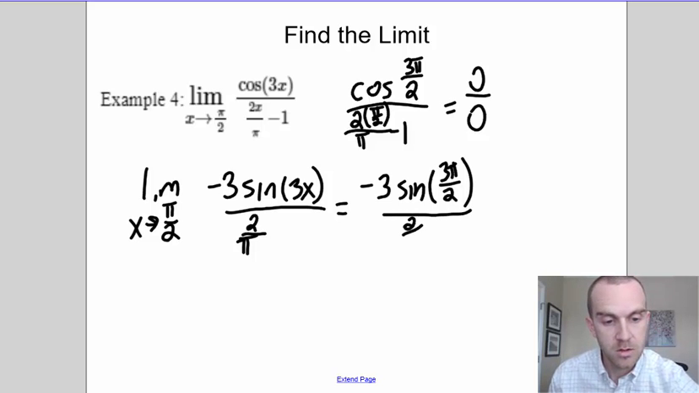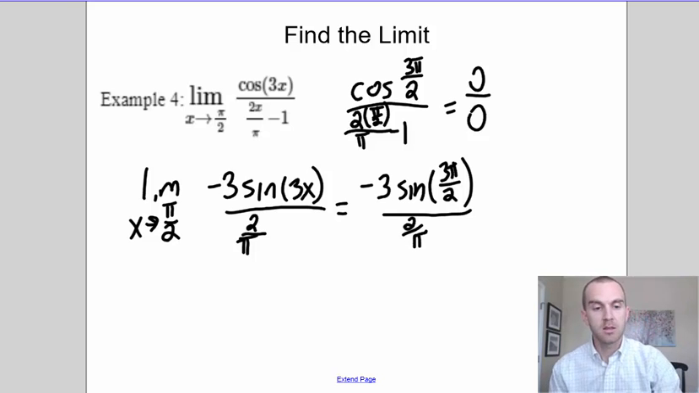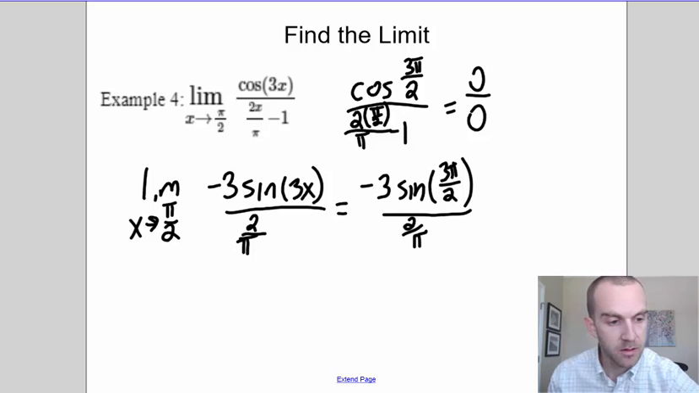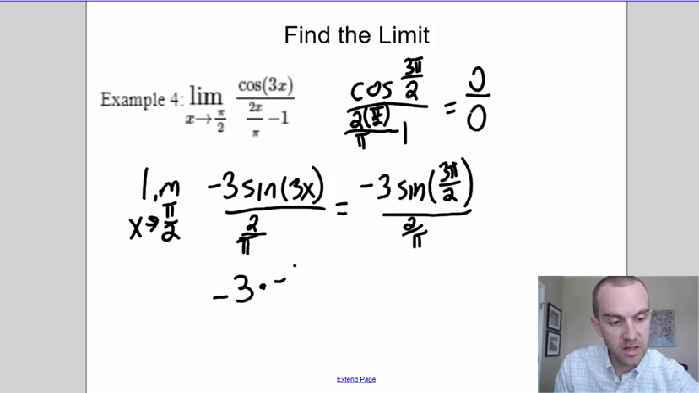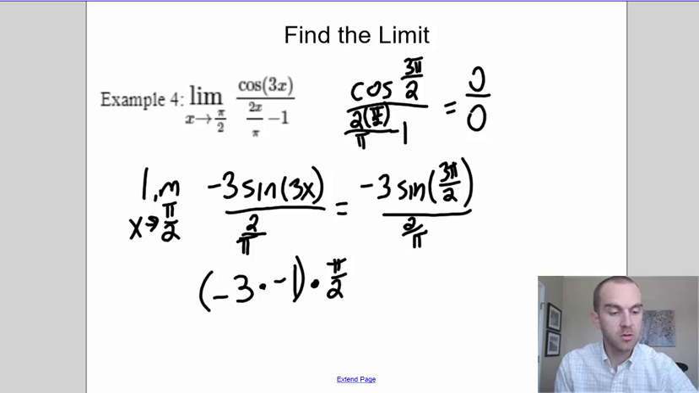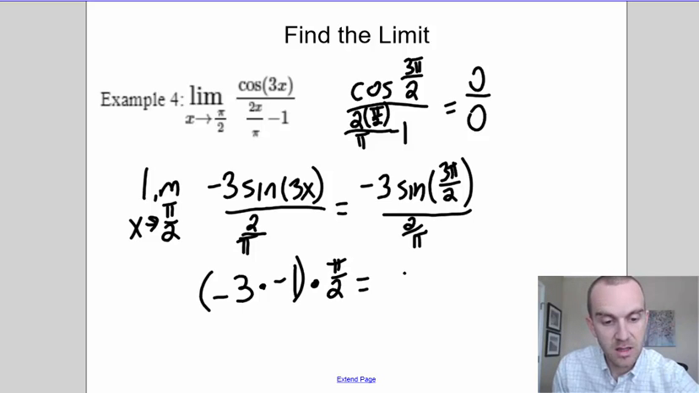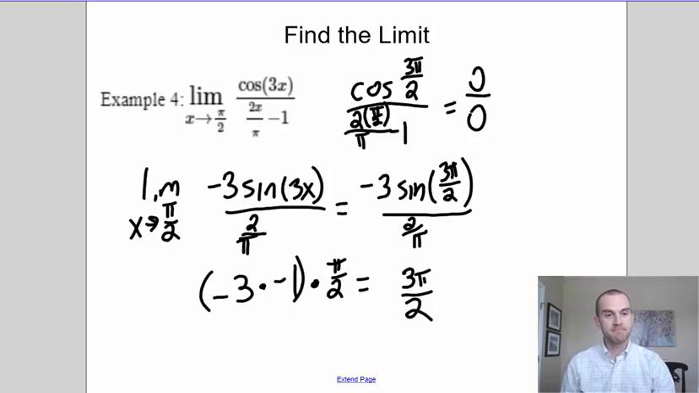over 2 over pi. So now when I look at that, I end up with negative 3 times, well, 3 pi over 2 puts me down between the third and fourth quadrants, so this is negative 1. And then I'm going to say that this is multiplying by the reciprocal, which is pi over 2. So what this means is that the limit is 3 pi over 2.